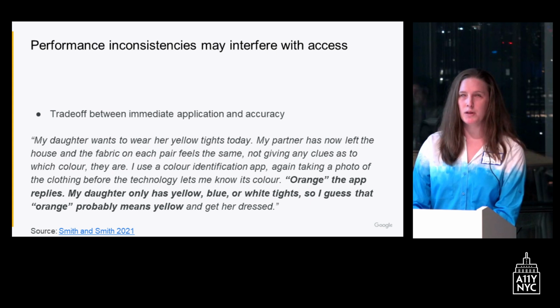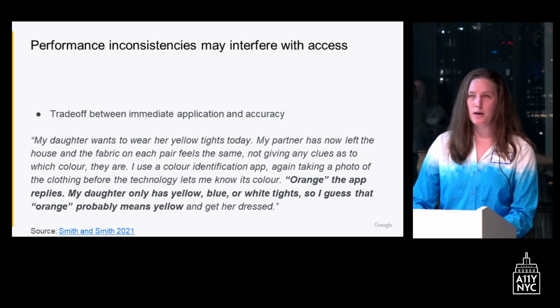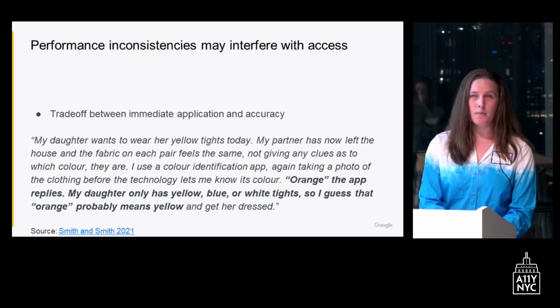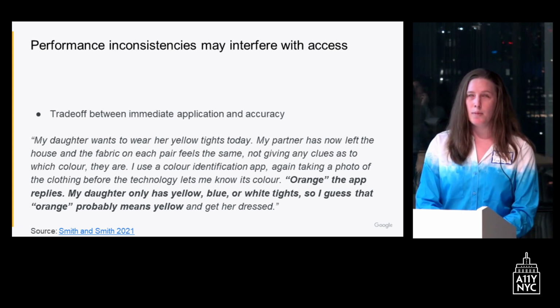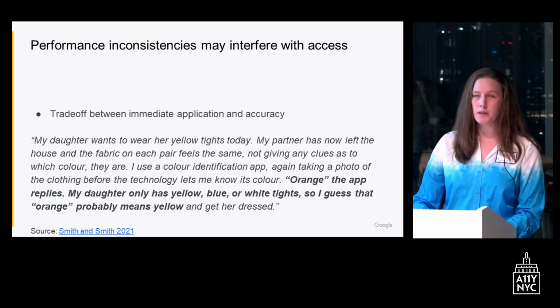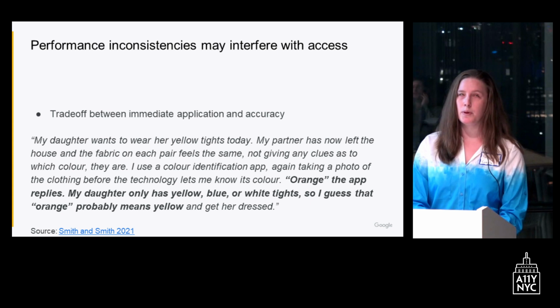Trade-offs may be made between immediate application and accuracy. And since outputs from common machine learning applications are probabilistic, meaning it's making a guess based on its training and learned associations, outputs can be unpredictable. And there are implications for this in accessibility apps, like if you remember the Lookout example.